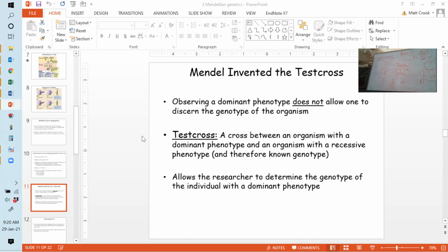It's really the only way, short of sequencing the genome of that organism, that you can actually determine whether a dominant individual is homozygous dominant or heterozygous, is by doing this. Does anybody have questions?